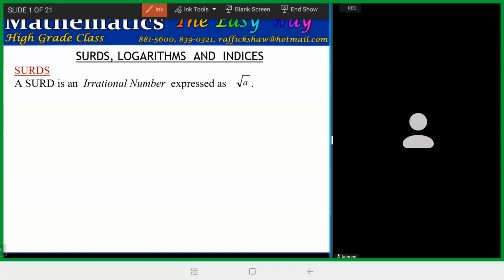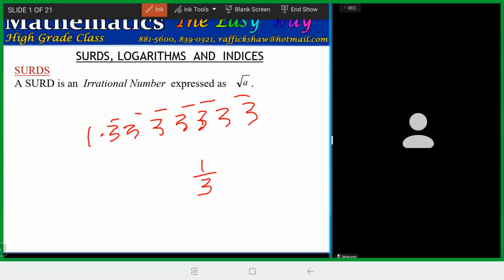So for example, if I write 1.3333333, these are repeating, aren't they? So that's a rational number because the decimal place values are repeated. So that is actually 1 over 3. You get me? So if the values repeat, then it is a rational number.